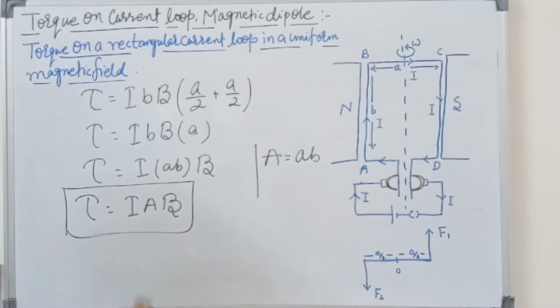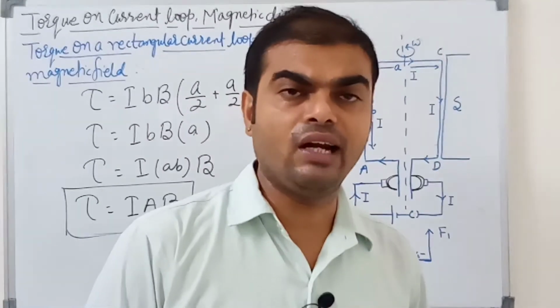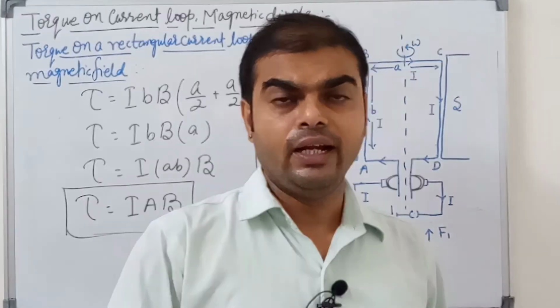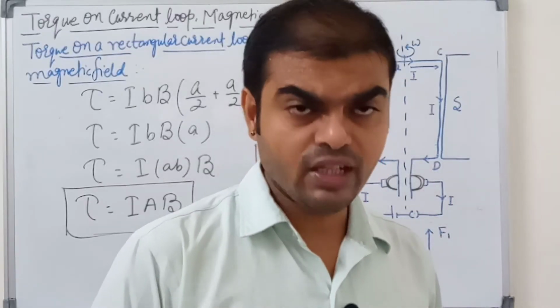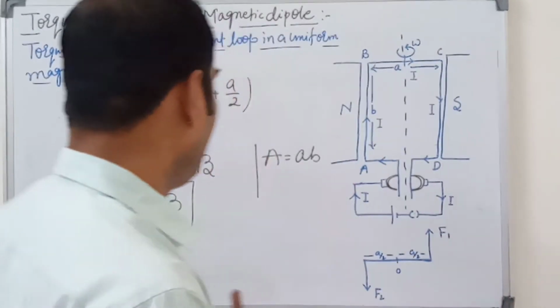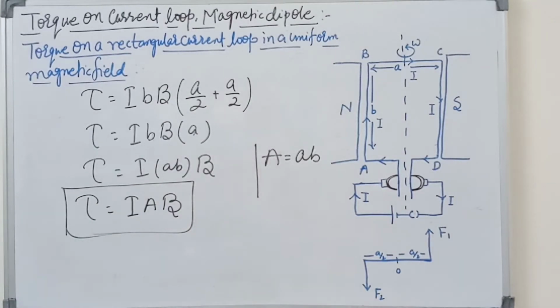This is only for the rectangular coil situated in the uniform magnetic field, not creating any angle. It means theta is equal to 0. In this case, the torque created is tau is equal to IAB. So write down, all of you.